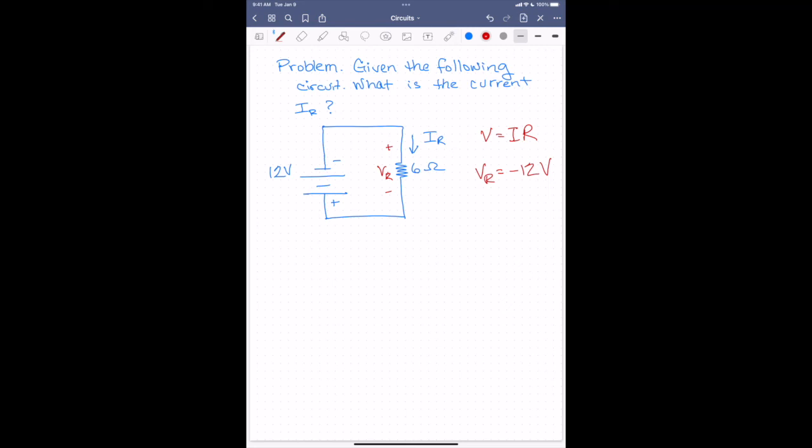So we also know that R is equal to 6 ohms. And now we can solve for VR equals IR times R. IR will be defined to be VR over R, which will be equal to minus 12 volts over 6 ohms, which gives us minus 2. And volts divided by ohms gives us amps. So IR is minus 2 amps, and that is our answer.